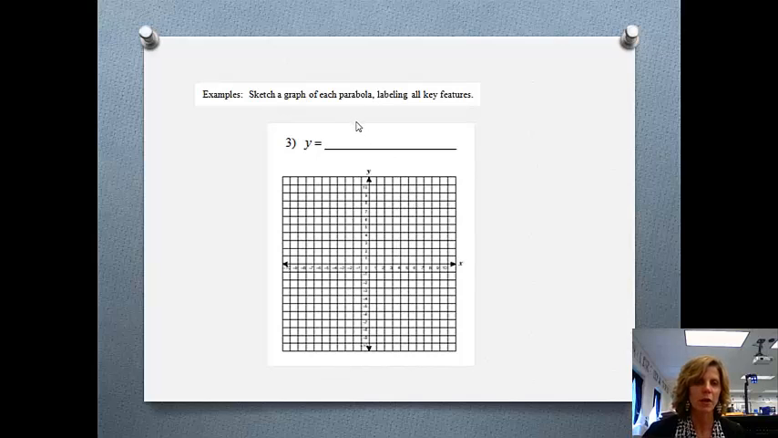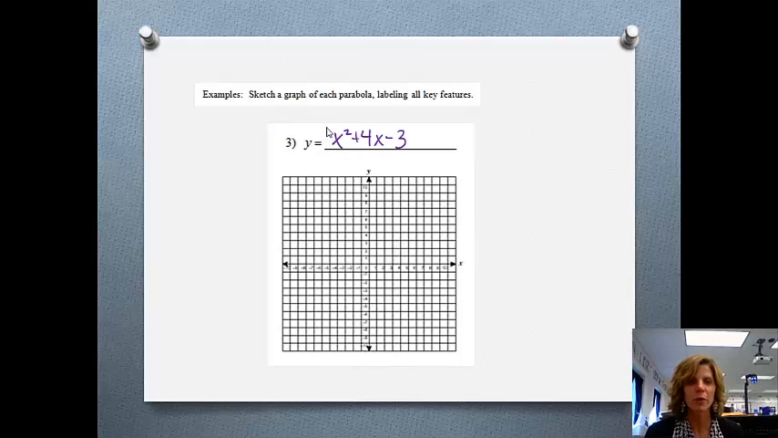All right, example 1, it says to sketch a graph of each parabola, labeling all key features. All right, the first one is y equals x squared plus 4x minus 3. All right, this is in standard form. It goes highest power to lowest power. It is quadratic, so I know for sure that it's going to look like a parabola.